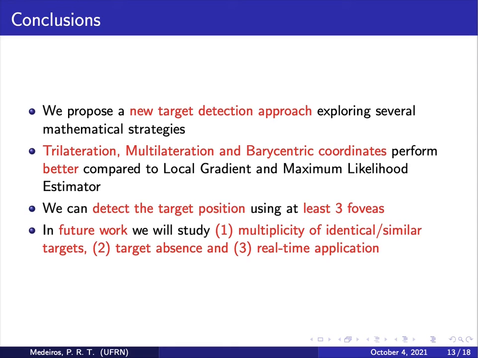Our conclusions: we propose a new target detection approach, exploring several mathematical strategies in this work. We conclude that trilateration, multilateration, and barycentric coordinates perform better compared to local gradient and maximum likelihood estimator. We can detect the target position using at least 3 foveas, and in future work, we will study the multiplicity of identical or similar targets, target absence, and real-time application.